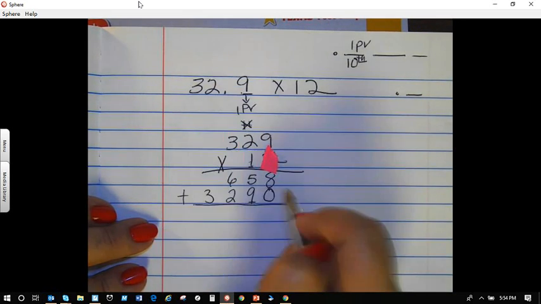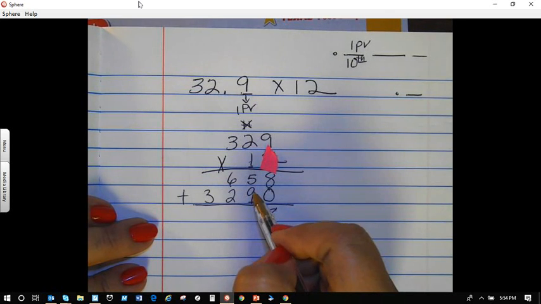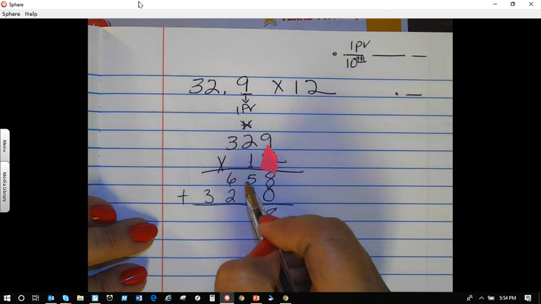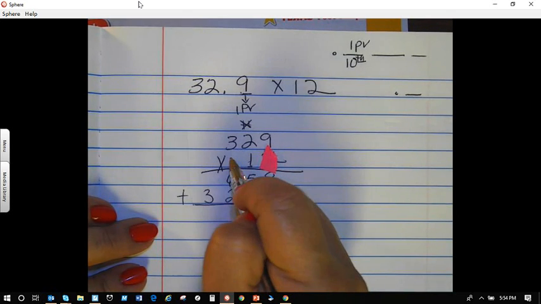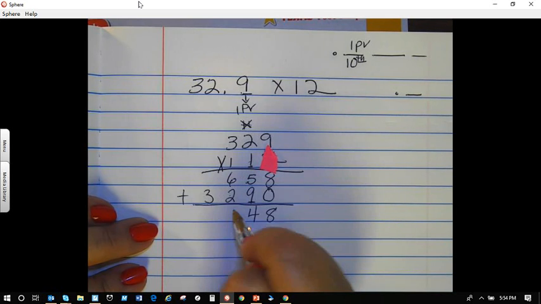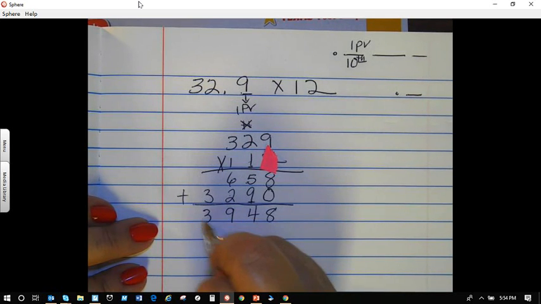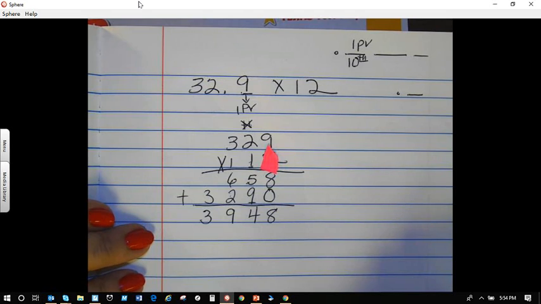Now I get to add it up. I have 8, 9, 10, and then I had 4 left over, so it makes it 14. Regroup my 1, 6, 7, 8, 9. And bring down my 3. Up, but we're not done yet. What do I need to do?